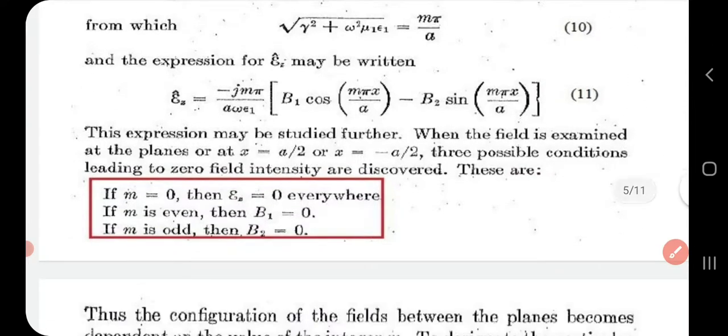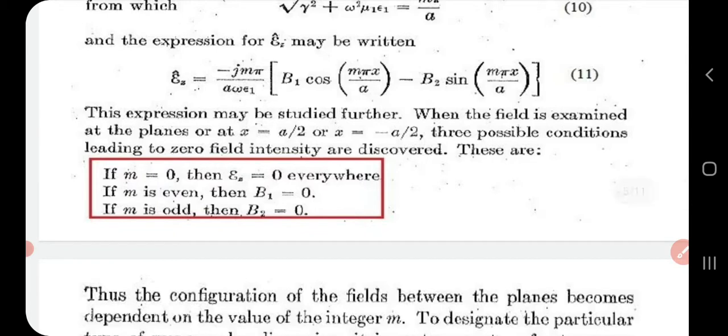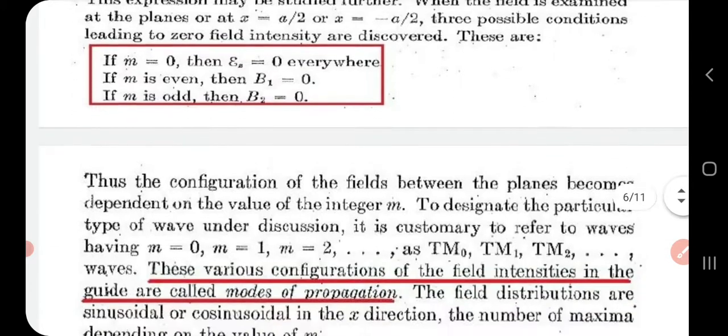Now when the field is examined at planes within the limits x equal to a by 2 or x equal to minus a by 2, three possible conditions lead to zero field intensity, and those conditions are as follows. If m is equal to 0, then Ez is equal to 0 everywhere. If m is even, then b1 equal to 0. If m is odd, then b2 is equal to 0.